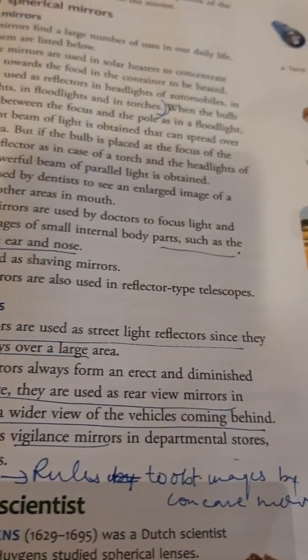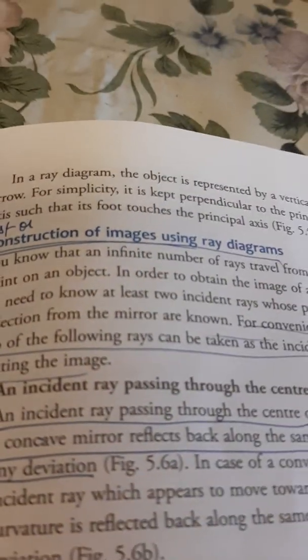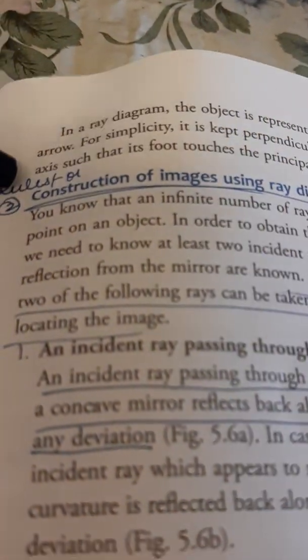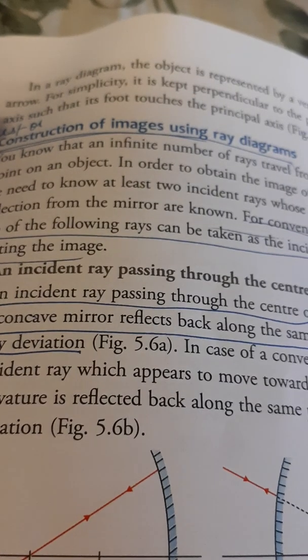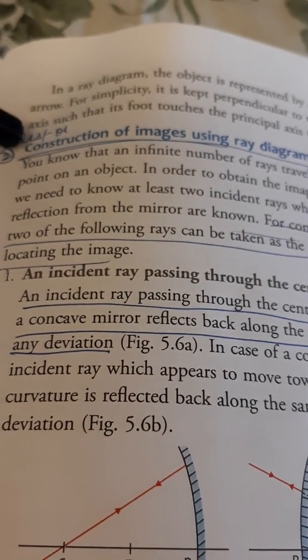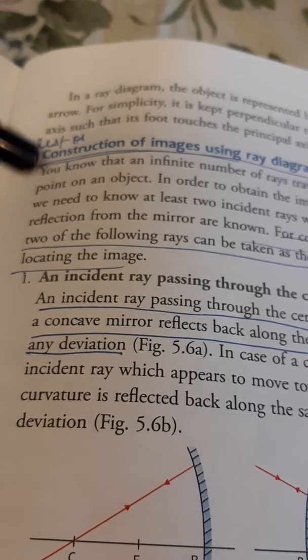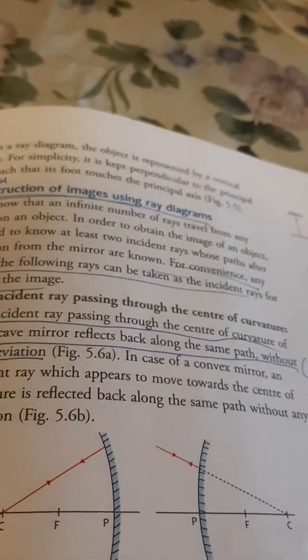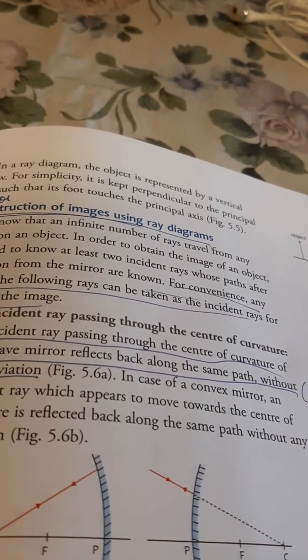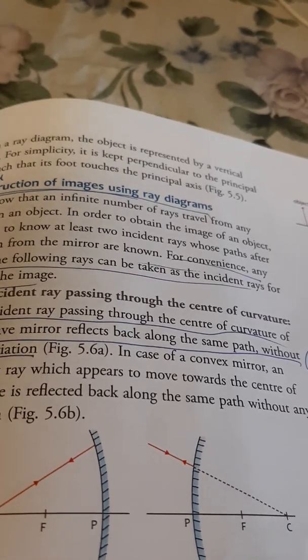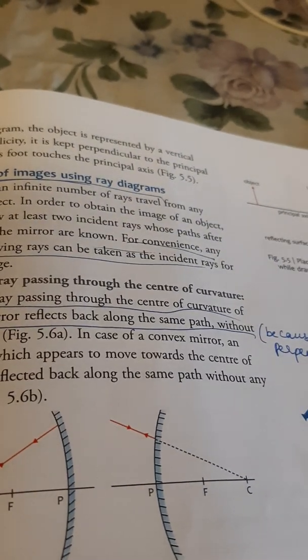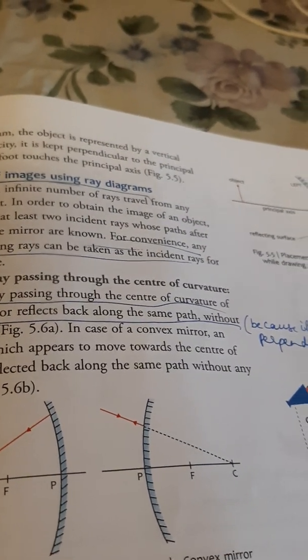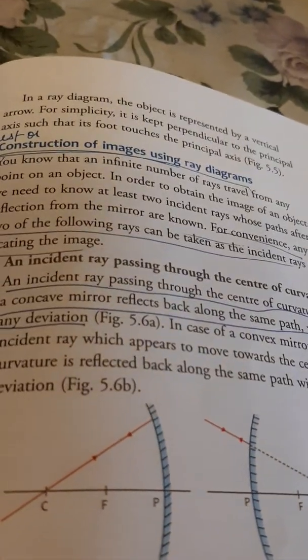Now we are going to study the rules for the construction of images. In order to make the ray diagrams for the formation of the images, we have to first study its rules. It is not that the incident rays are coming just anyhow; the rays which are incident on the concave mirror or the convex mirror have to follow some rules, how they are going to pass.